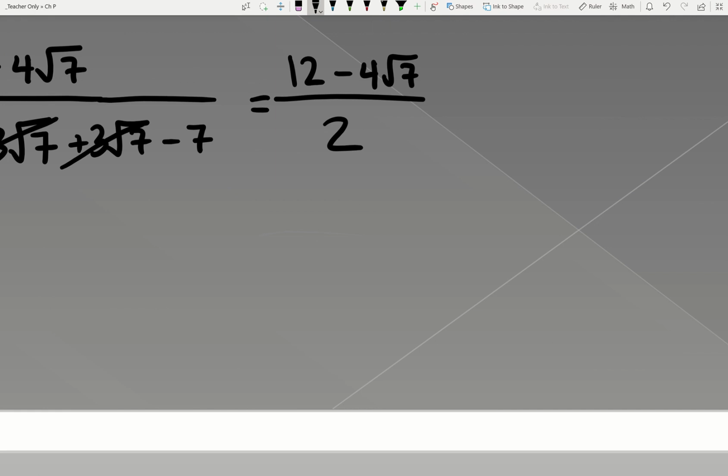So 12 divided by 2 is 6. 4 divided by 2 is 2. And then that's square roots of 7.